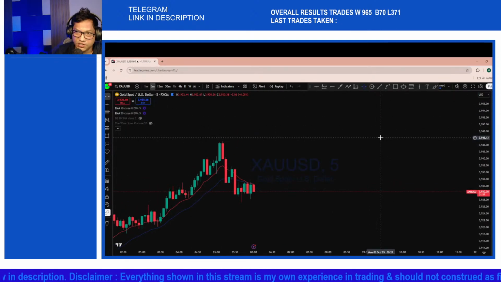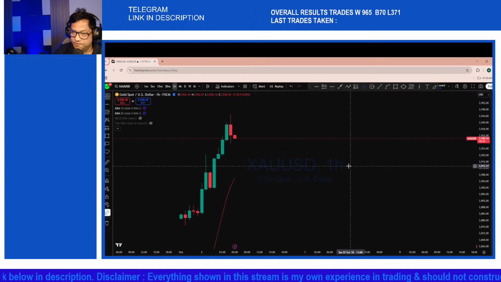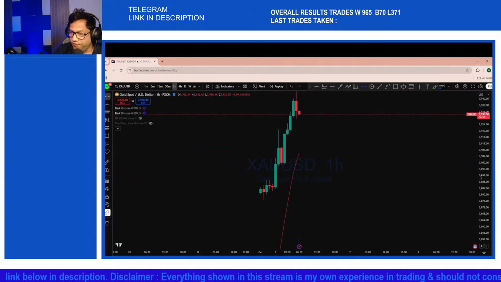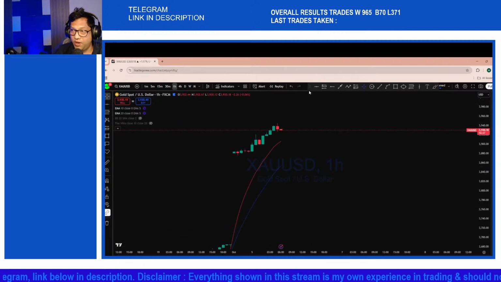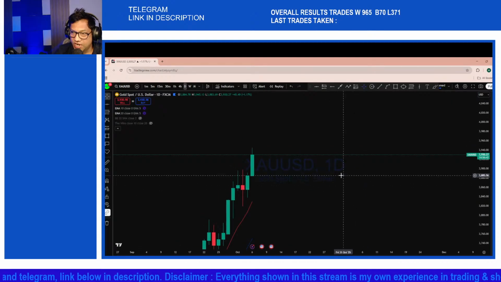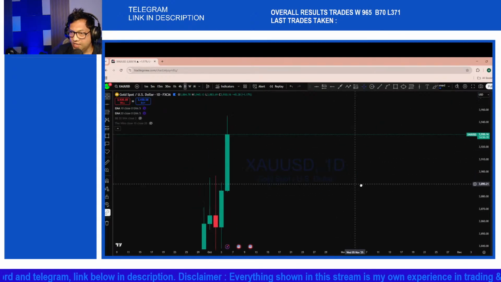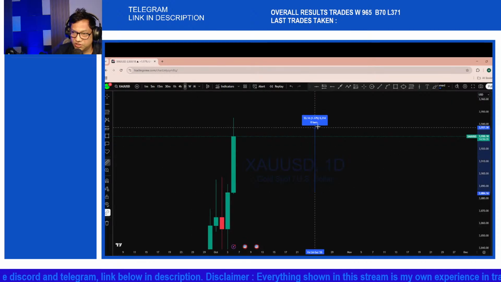For this first session of the week, as after the past weeks, significant movement on gold and other pairs. So you can see gold has opened with a big gap here, and with this gap open, the market has initially bounced off this level. This is the daily chart.